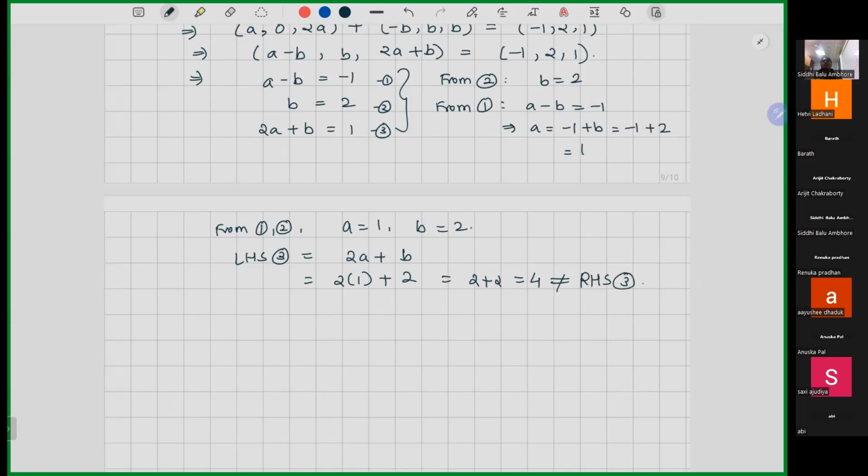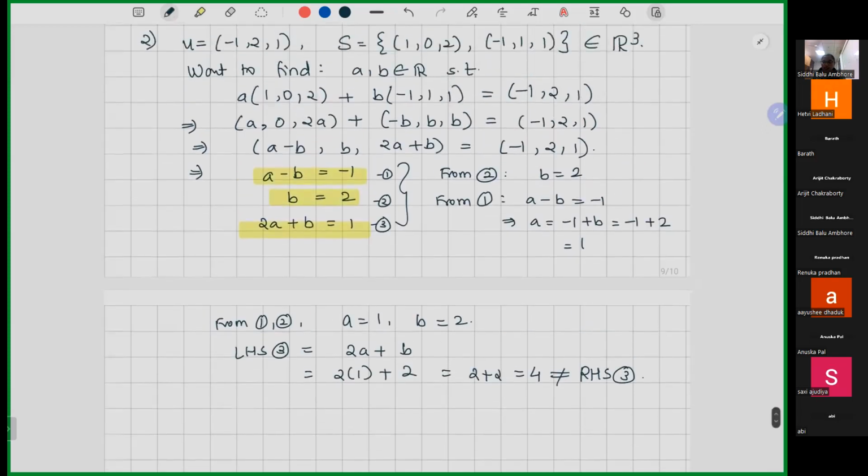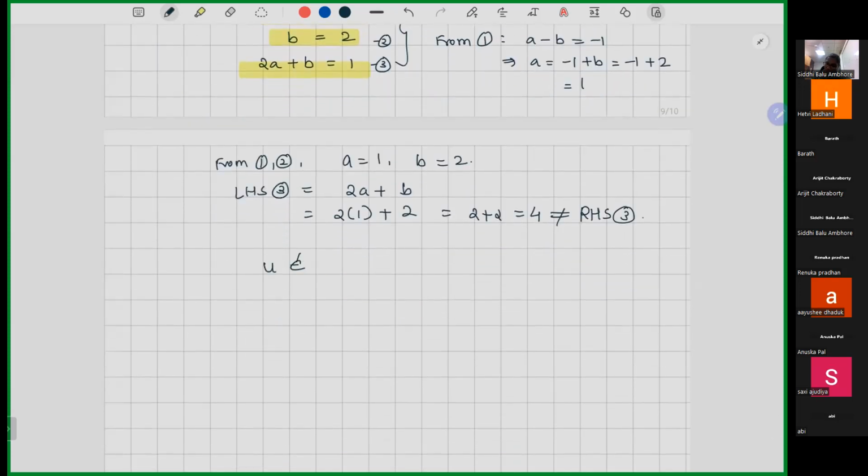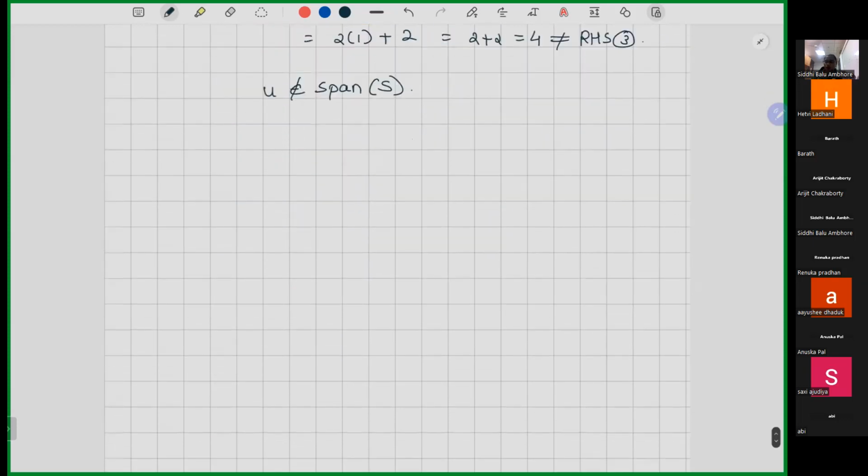Okay. So the A and B which satisfy the first two equations do not satisfy the third equation. So what does this mean? That there exists no A and B such that they satisfy all these three equations simultaneously. So there does not exist any A and B such that we get the linear combination of elements from S with those A and B to be equal to the U which we have here. So this gives us that the above U does not belong to span of S. Okay. So any doubt here?